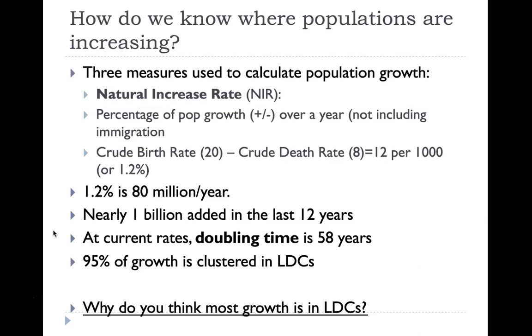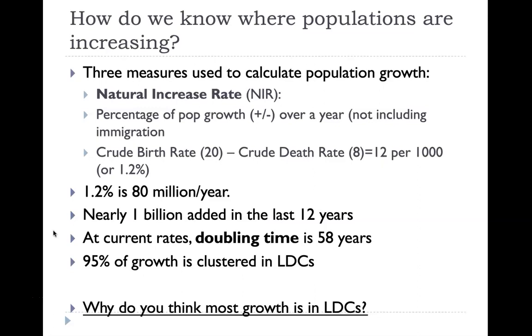The first one is crude birth rate, and the second one is crude death rate, and the third one is the difference between the two, which is natural increase rate. So crude birth rate is the number of babies born per thousand in a year. Crude death rate is the number of people who die per thousand in a year. And the increase rate is the difference between the two.